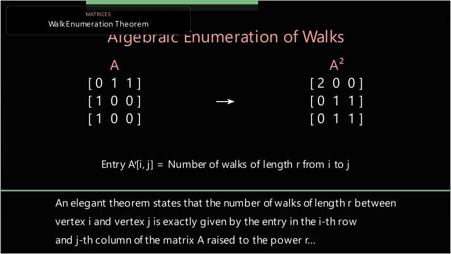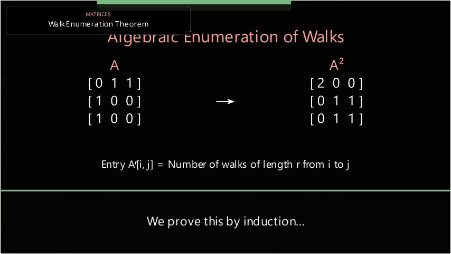To quantify these movements algebraically, we turn to the adjacency matrix A. An elegant theorem states that the number of walks of length r between vertex i and vertex j is exactly given by the entry in the ith row and jth column of the matrix A raised to the power r. We prove this by induction.